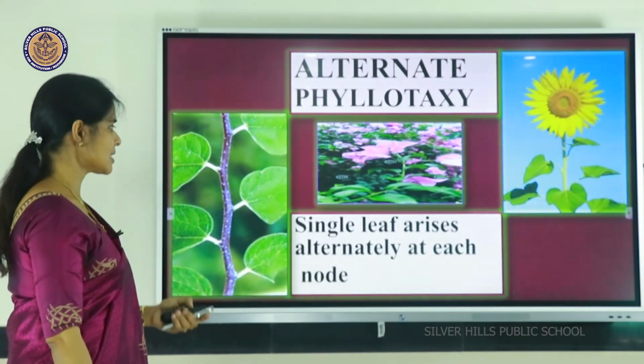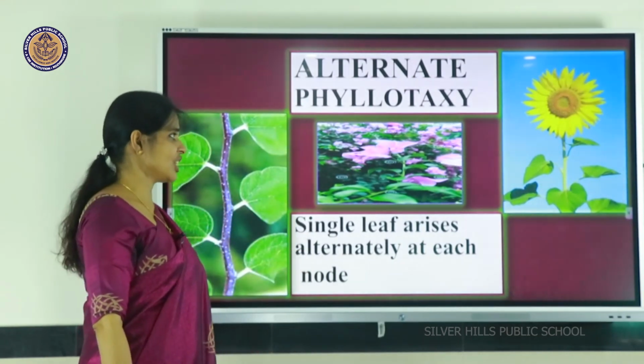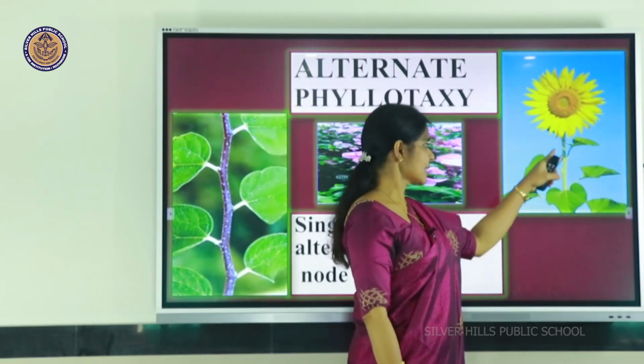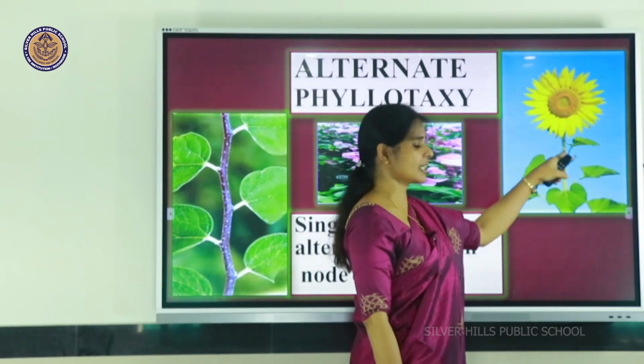Alternate phyllotaxy means a single leaf arises alternately at each node. So, when on a stem one leaf arises, the next leaf forms in an alternate manner, again alternately.